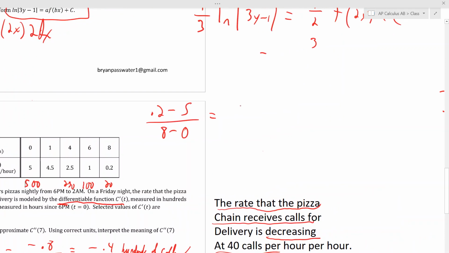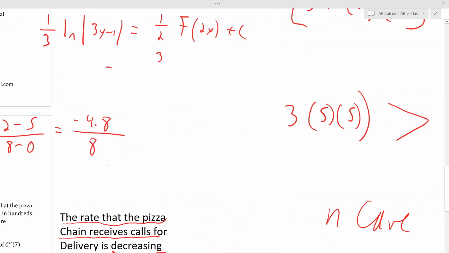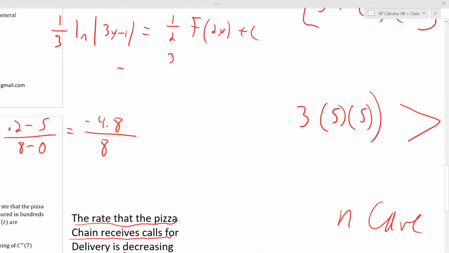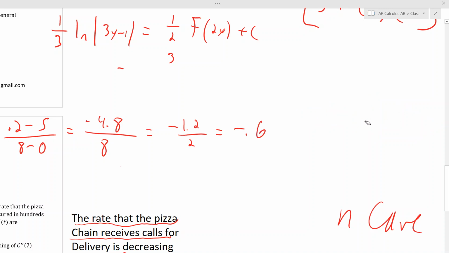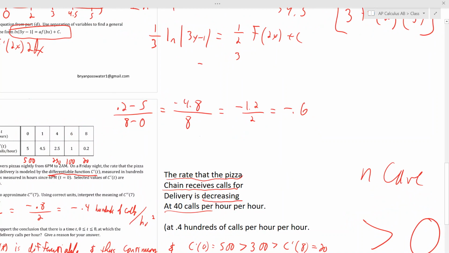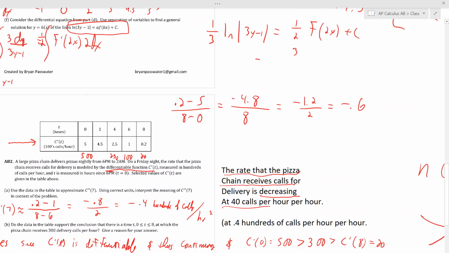0.2 minus 5 is negative 4.8 over 8. That's going to reduce down to, if you divide all that by 4, negative 1.2 over 2. Well, that makes sense. Negative 0.6. So they did not ask it in this question, but it would not be unusual for them to say, must there be a time where C double prime equal negative 0.6? And they'd use the units there, and they'll ask that question.